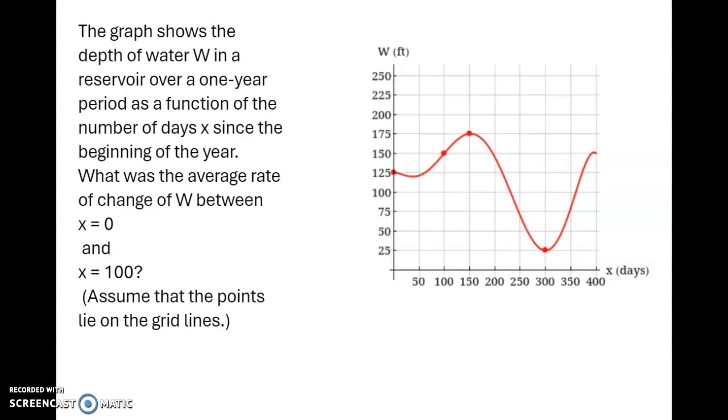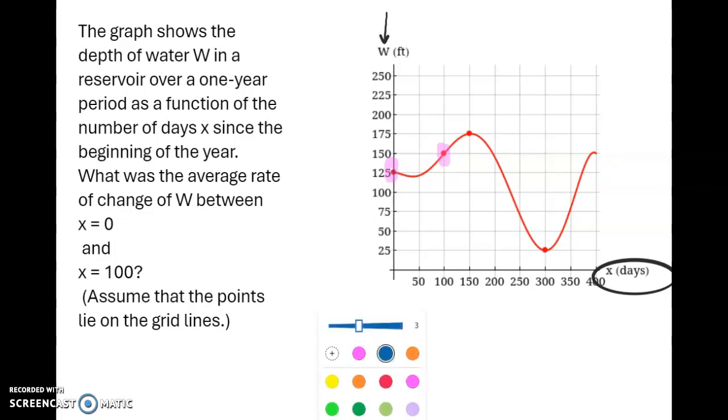So they give you this graph and they want you to find the average rate of change between the 2 points. So we've got X equal to 0. X is on the horizontal axis. We have W on the vertical axis. So X equals 0 would be here. So we're talking about this point. Let me highlight it. This point here. And the point where X is 100, which would be this point here. So here are our 2 points, and I want to read those points.